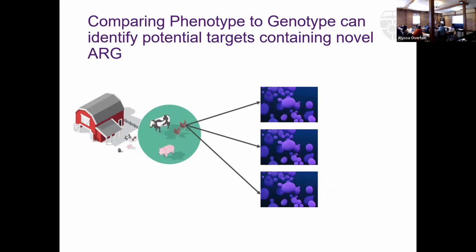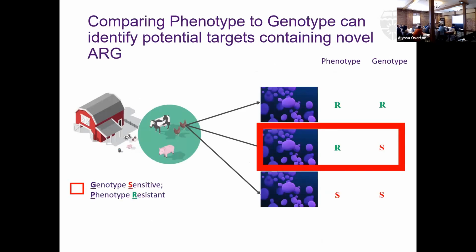A different overview of this: you start with your favorite sample, right? It's always that one troublemaker chicken. We isolate the bacteria that we're interested in, and we ask, phenotypically, for each one of those isolates, is it resistant or susceptible? And we compare it to the genotypic prediction, resistant or susceptible. And right here is the one that we're interested in. Things that are phenotypically resistant, but have no recognizable gene when we compare them to the database, and we're calling these GSPRs, genotype sensitive, phenotype resistant.